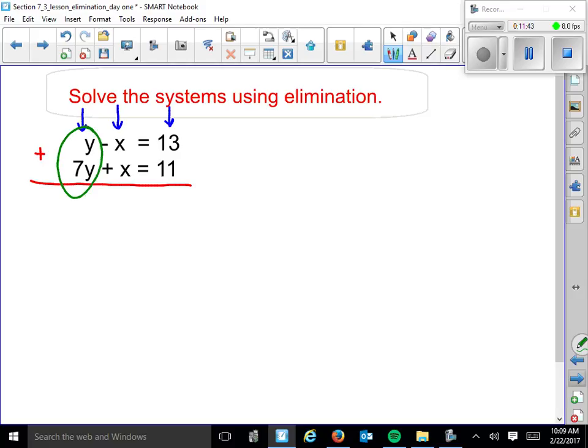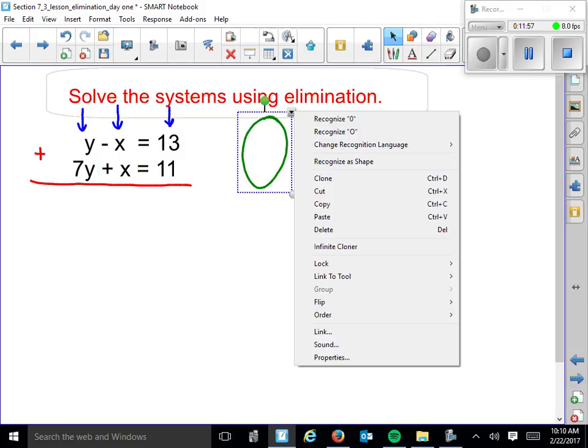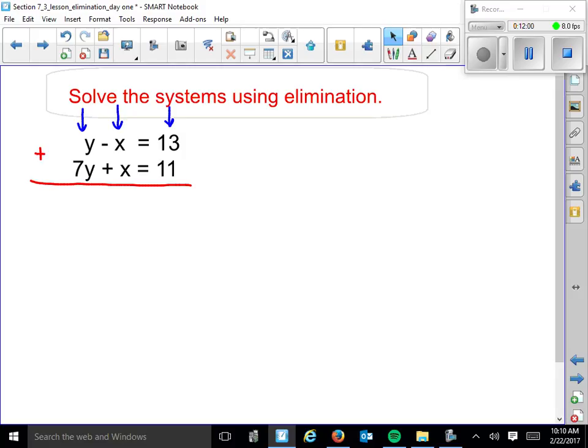As we prepare our variables, if we added at this step, notice that y plus 7y would have a sum of 8y. Negative x plus x would have a sum of 0. So we are ready to start the elimination process because these equations are perfectly lined up. y plus 7y is equal to 8y. The x's are eliminated. 13 plus 11 is 24. So when we solve, y is equal to 3.